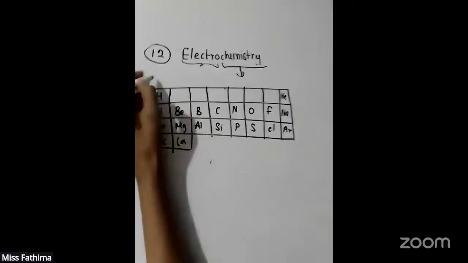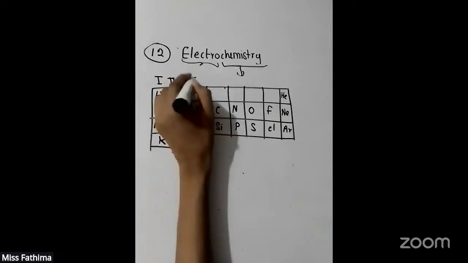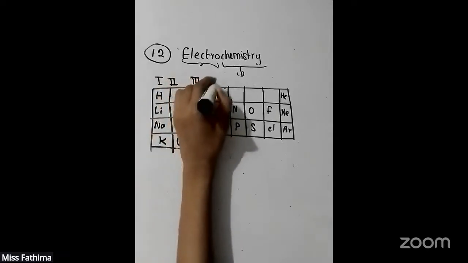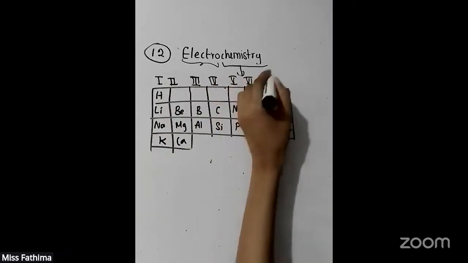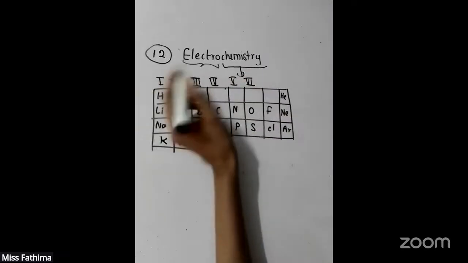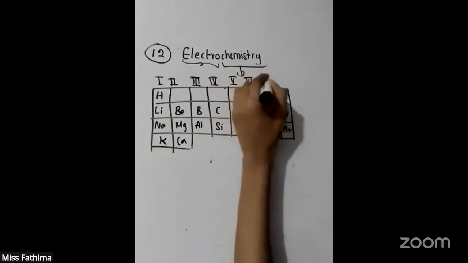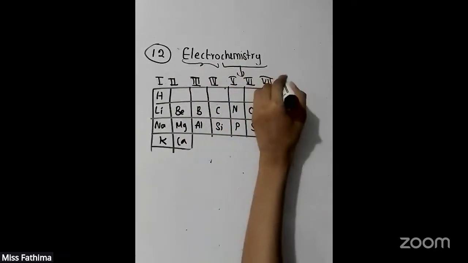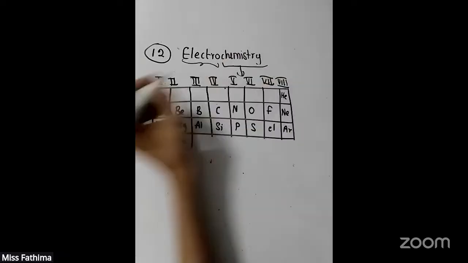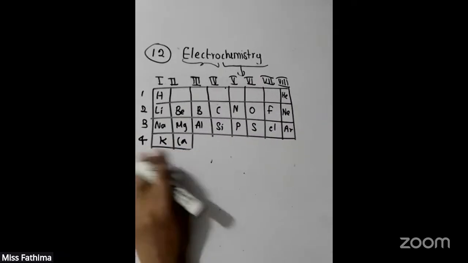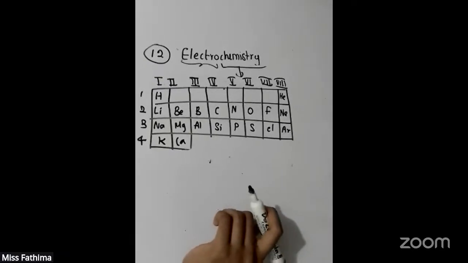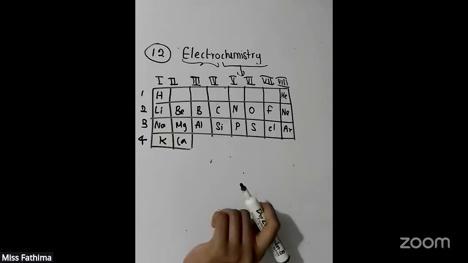Then you have 8 groups. You mark that in the Roman numbers, right? Then the periods. Then, children, you have to know their valency.